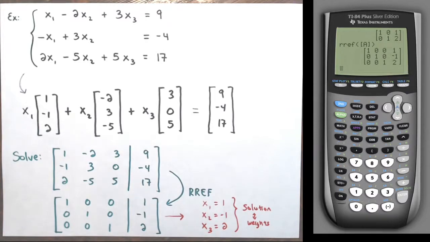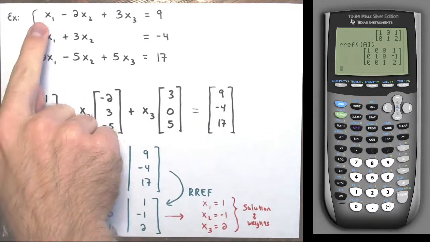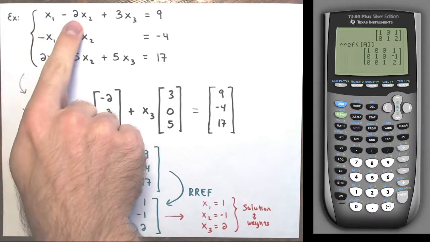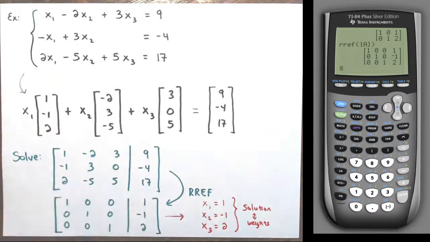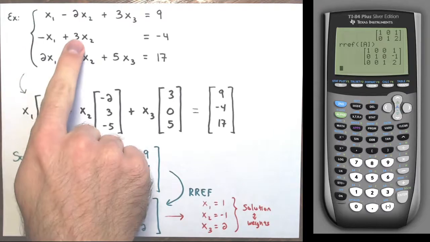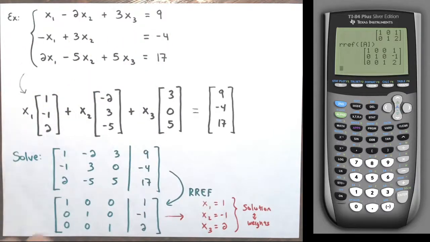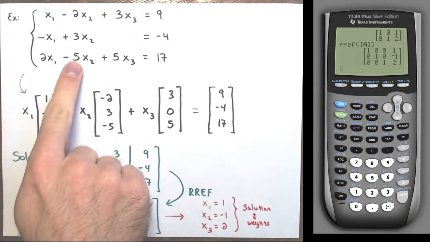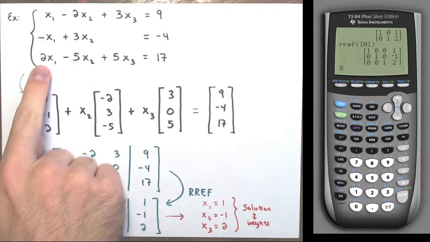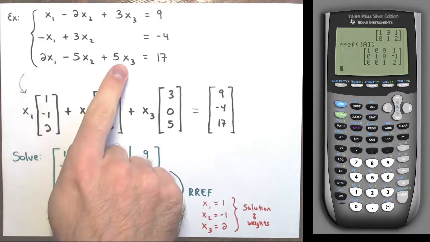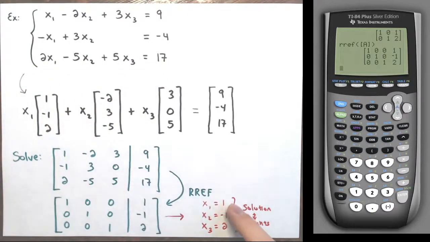Now let's double check. I think I entered everything correctly in my calculator, but let's make sure this is true. 1 plus 2 plus 6 is 9, yes. -1 minus 3 is -4, yes. 2 plus 5, when you put -1 for x2, is 7, and then plus 10 is 17, yes. So this is in fact a good solution. Always check your solutions, please.